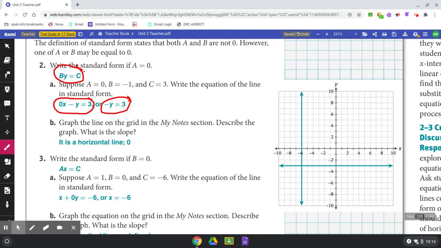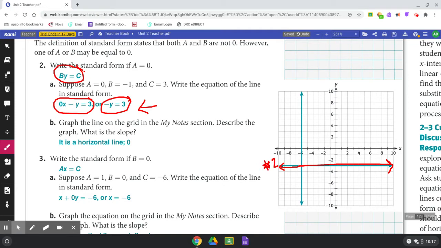Graph the line on the grid in the My Notes section and describe the graph. So go to Desmos, type in this equation, and then graph it. And when you graph that line, you will get a horizontal line at 0. Not a horizontal line at 0, I'm sorry, a horizontal line at negative 3. Bless it, I was looking at the slope. The slope of this line is 0. So this is number 2 at least.